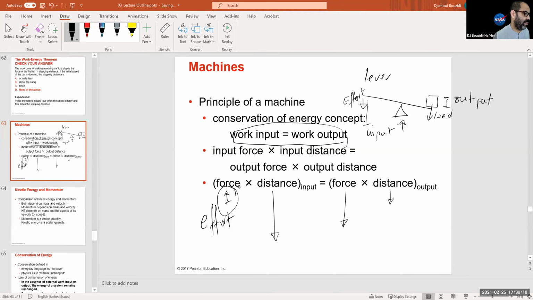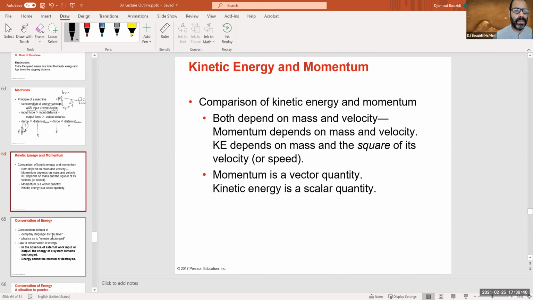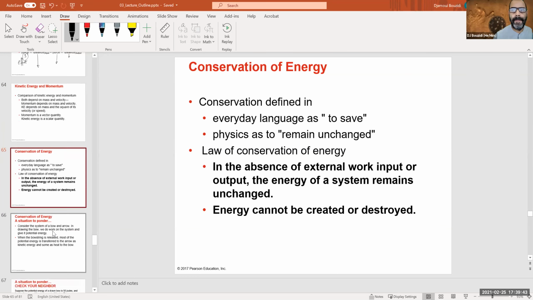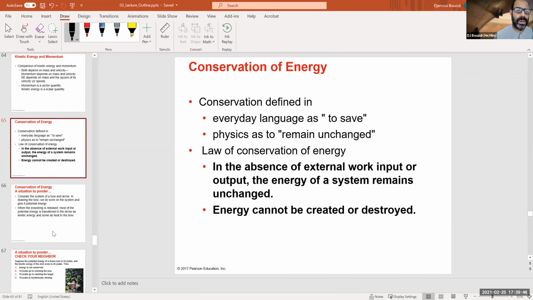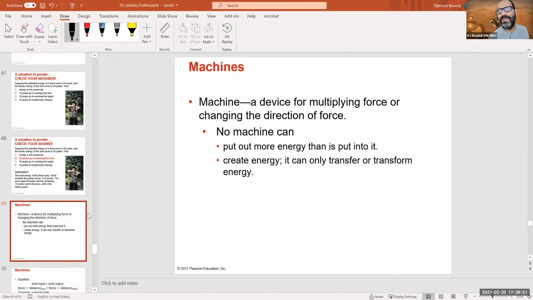This is called the mechanical advantage, by the way. The ratio of this force over that force is the mechanical advantage. The advantage of this machine is how much force you can get out of this effort. So this comparison, we did it already. Conservation of energy. This is a summary of everything that we've been talking about. Here it is again about machines: a machine is a device multiplying force or changing the direction of the force.